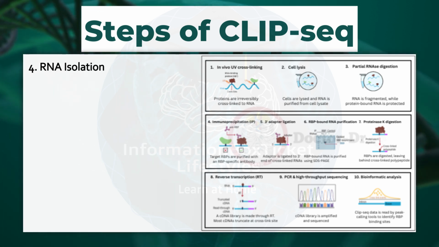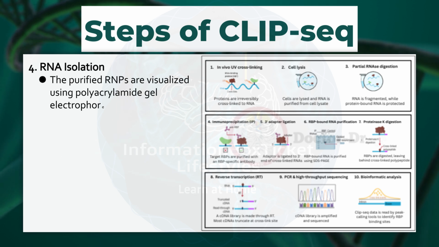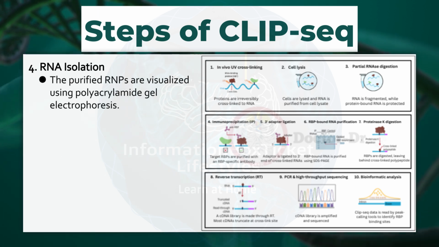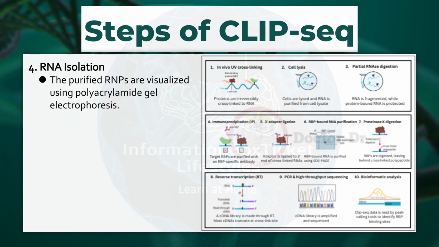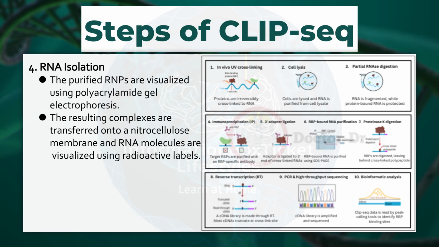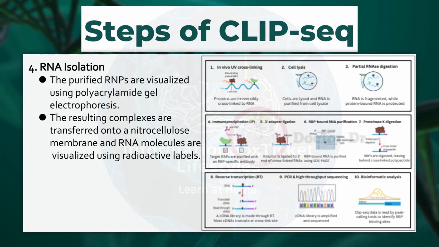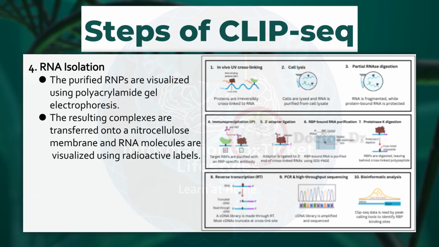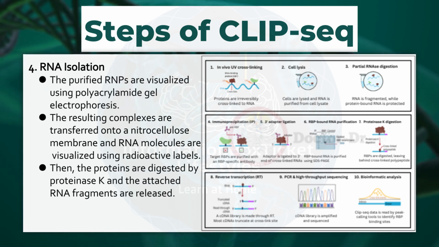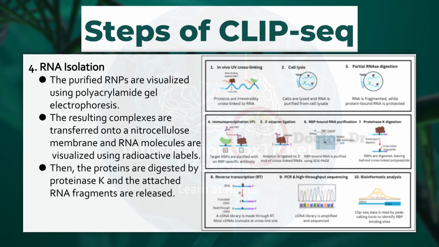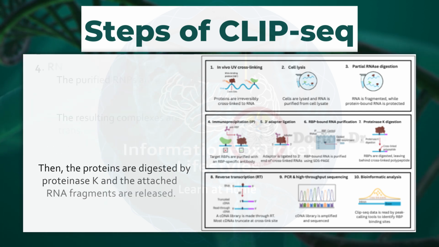Fourth, RNA isolation. The purified ribonucleoprotein particles are visualized using polyacrylamide gel electrophoresis. The resulting complexes are transferred onto a nitrocellulose membrane, and RNA molecules are visualized using radioactive labels. Then, the proteins are digested by proteinase K, and the attached RNA fragments are released.